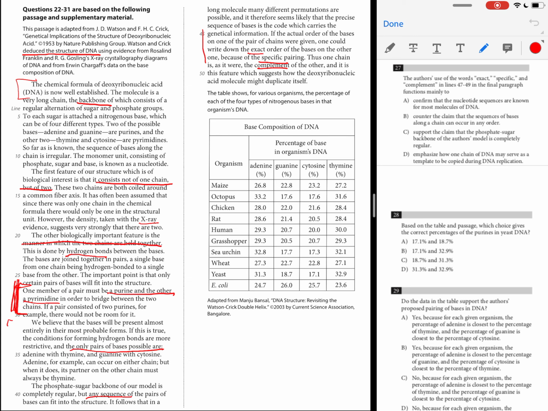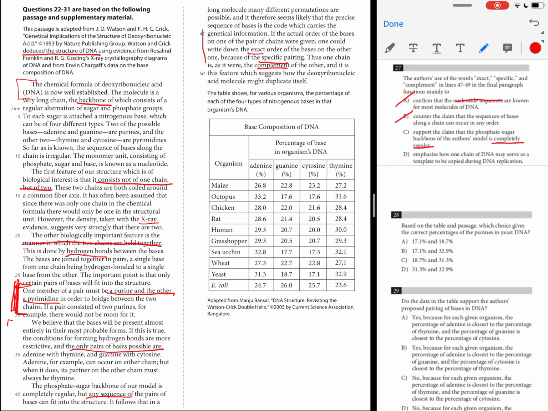So once I have that clear understanding in my mind, I'm going to look at my answers. A, confirm that the nucleotide sequences are known for most molecules of DNA. It's not saying that they're necessarily known. The pairs are known, so that's not going to work. B, counter the claim that the sequences of bases along a chain can occur in any order. No, they can occur in any order. That comes earlier in the paragraph. C, support the claim that the phosphate sugar backbone of the author's model is completely regular.